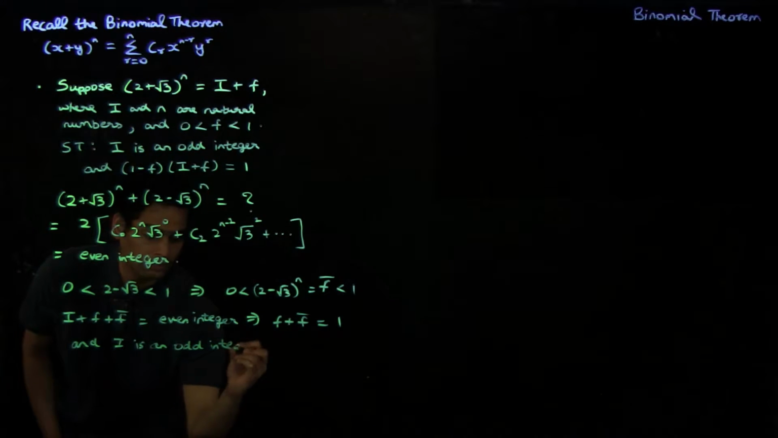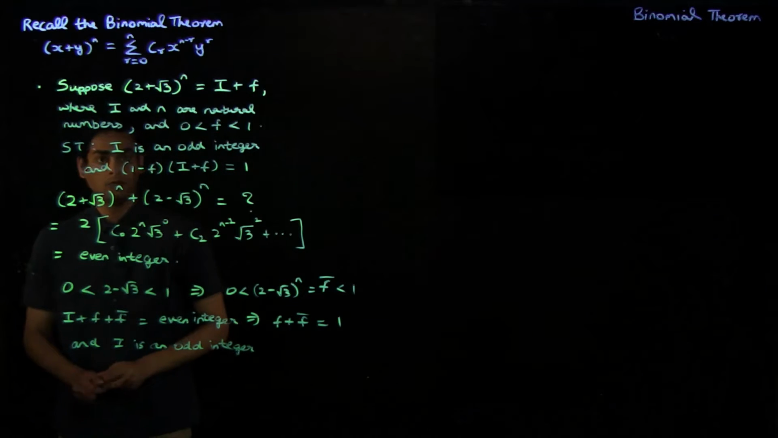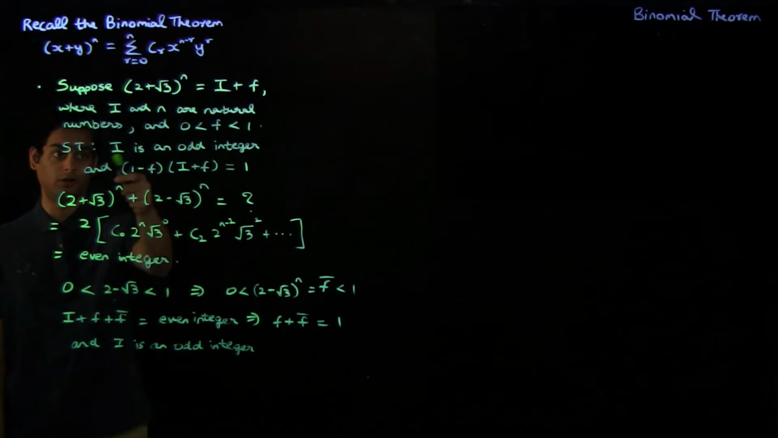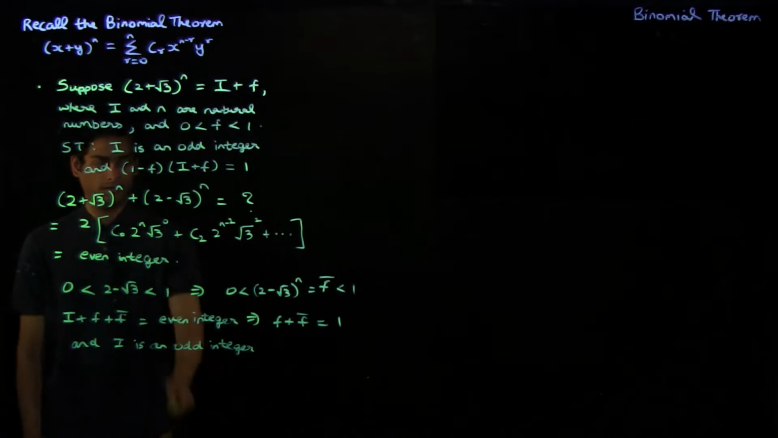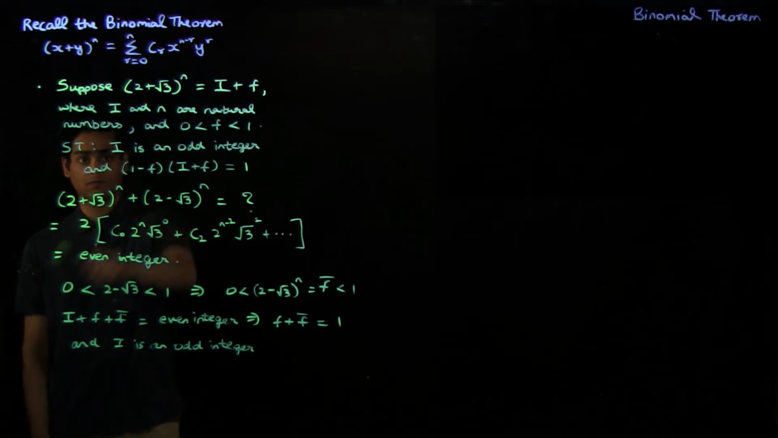This is the only possible explanation for I plus f bar being an even integer. So we've derived the first result which we wanted to show, which is that I is an odd integer based on this analysis. Our next result is somewhat strange.